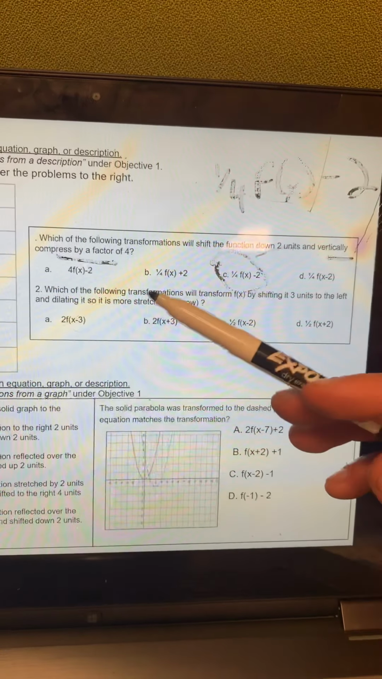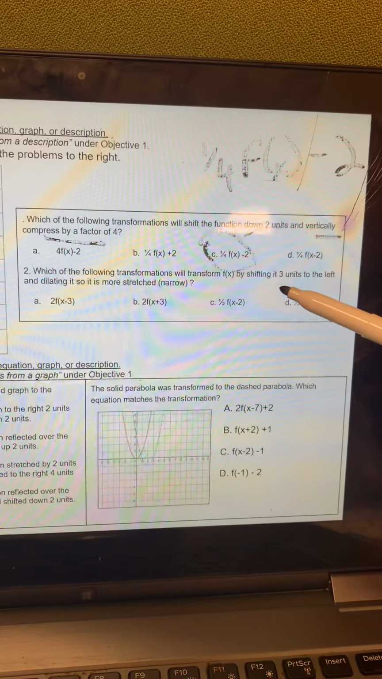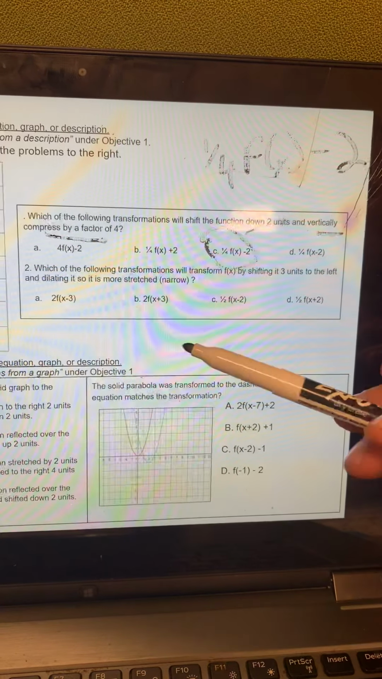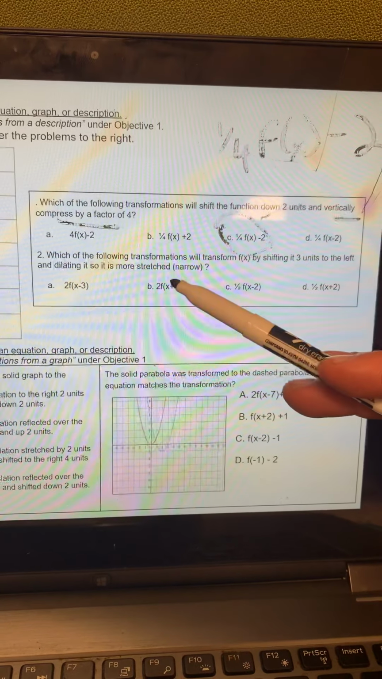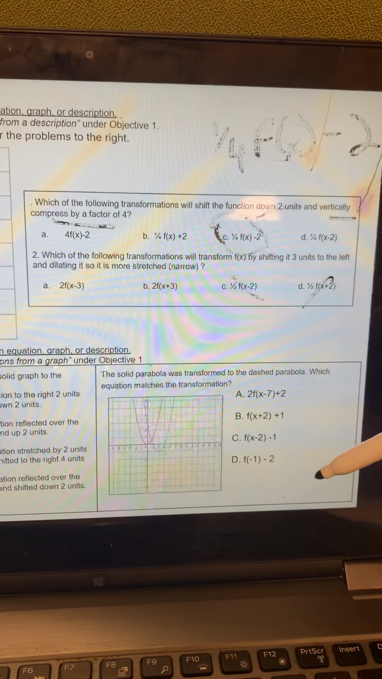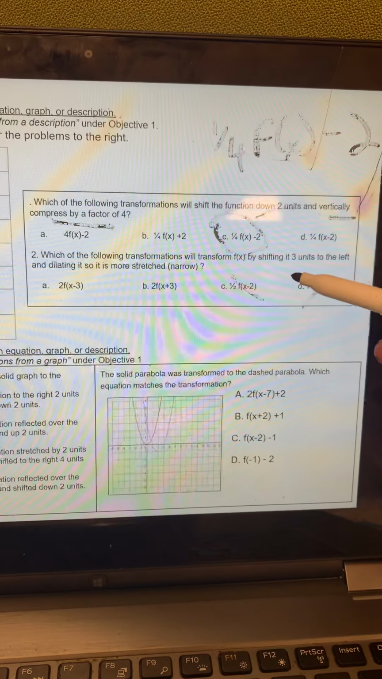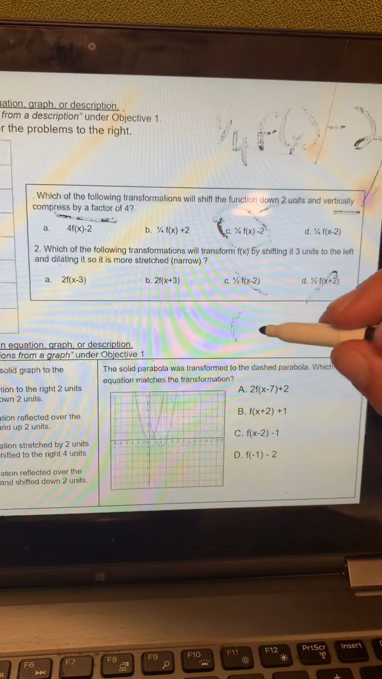Number 2 says, which of the following transformations will transform f of x by shifting 3 units to the left, and dilating so that it's more stretched and narrow. So if I know it's going to get narrower, I'm going to have a whole number in front. So I can eliminate c and d from number 2, okay? And then 3 units to the left is going to be plus 3 in the parentheses.